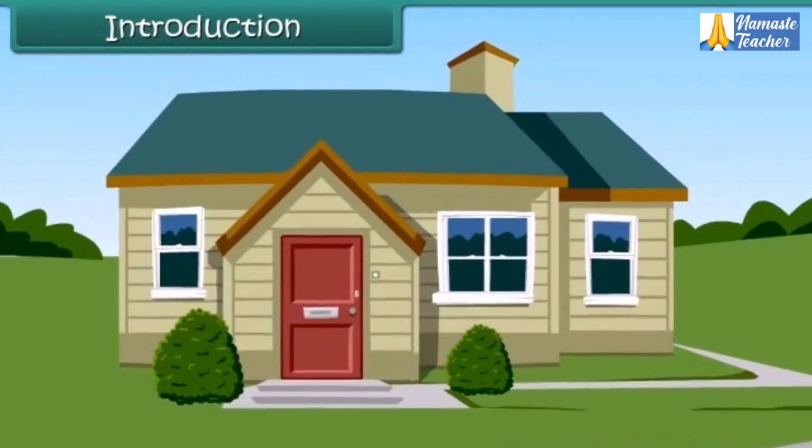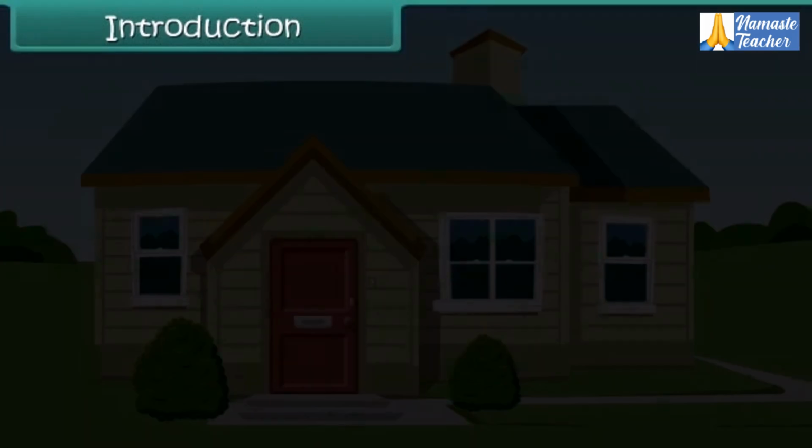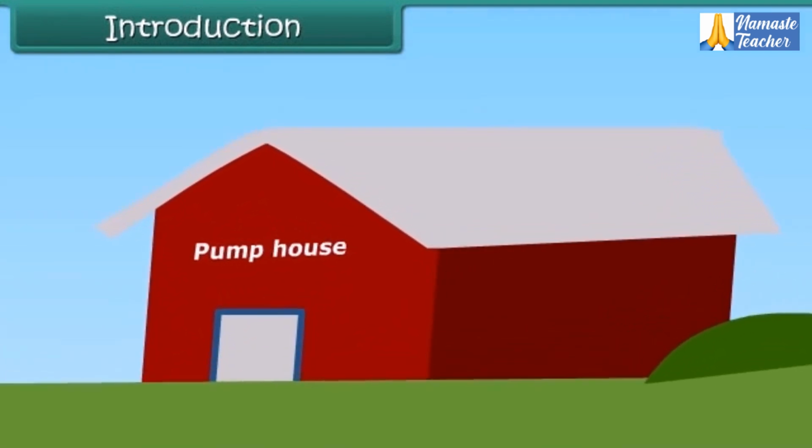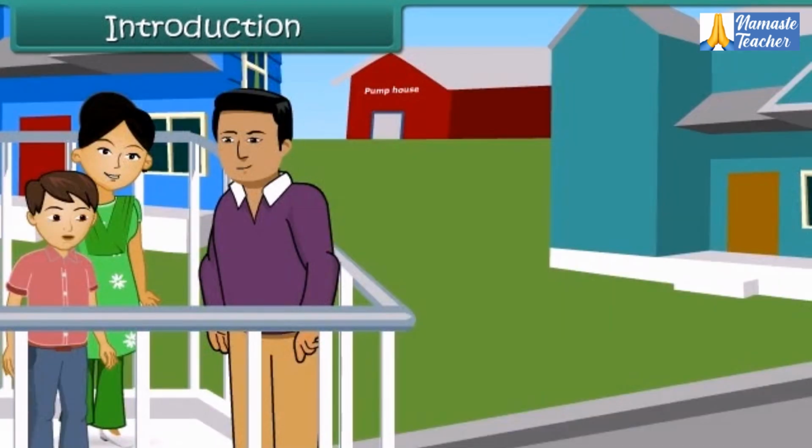Piyush has shifted to a new house. He gets up in the morning and joins his parents in the balcony. In the morning calm, he hears a distinct sound. It seems to be coming from the pump house. He asks his father what the noise is.